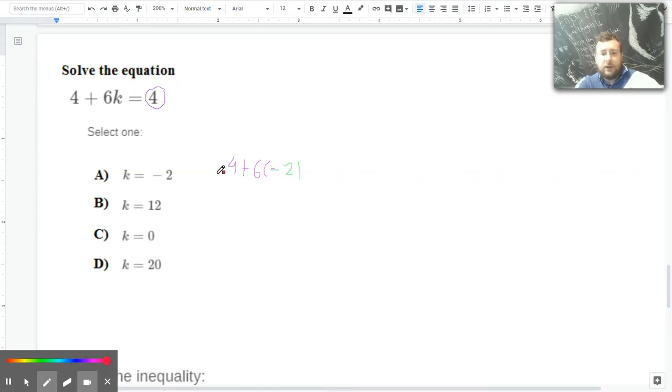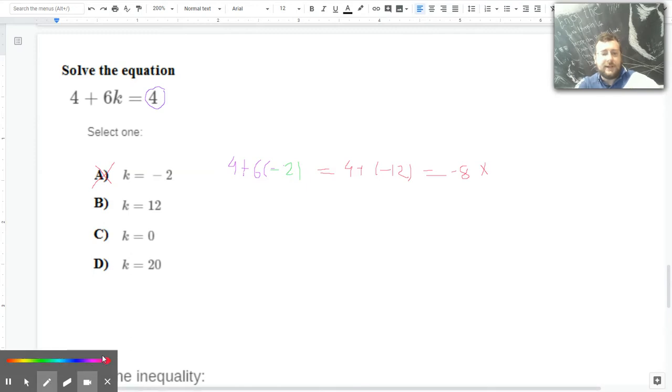So let's see. If I'm doing this one, 6 times negative 2 is going to be negative 12. So this is 4 plus negative 12. And that is negative 8. So this is not 4. So that is not an answer. I can rule that one out.